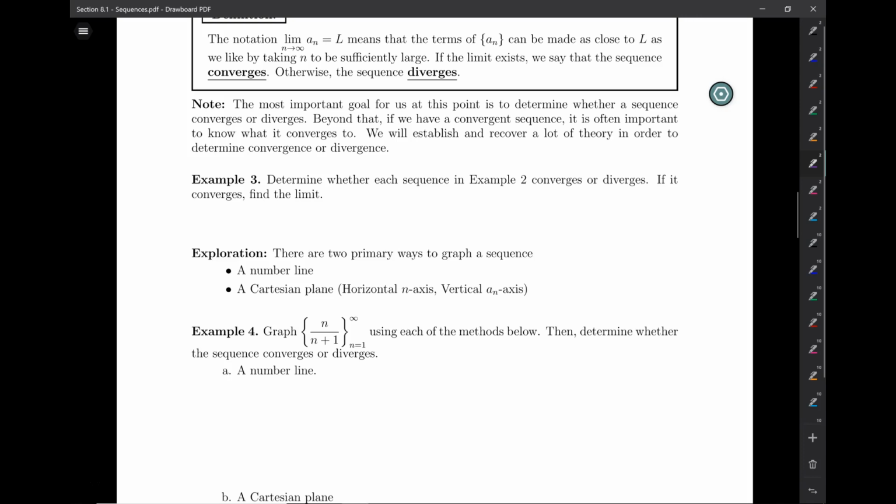There are 2 primary ways that you can graph a sequence. You can graph it on a number line, or you can graph it on our usual Cartesian plane, our rectangular coordinate system. In this case, it wouldn't be an x-axis and a y-axis, it would be an n-axis, which would be the horizontal axis, and then your vertical axis would be the outputs, the elements of the sequence, which would of course be a sub n.